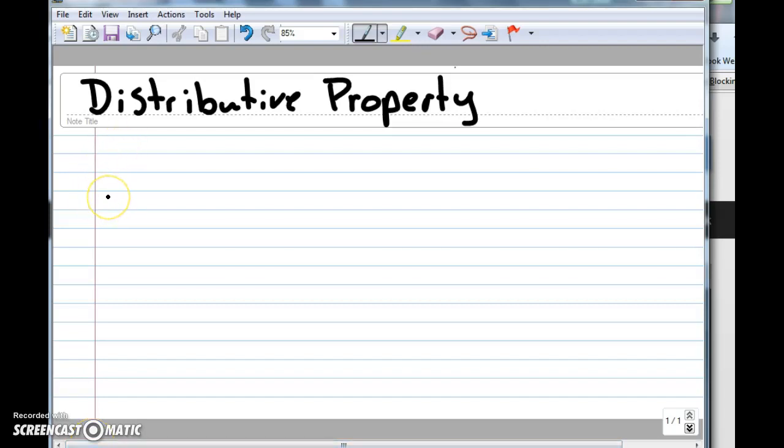Hi everybody. Today we're going to have a look at the distributive property. The distributive property is something you've been using for a long time. We'll have a look at it in the context of multiplication to start off. And by multiplication, I just mean multiplying a one-digit number by a two-digit number.